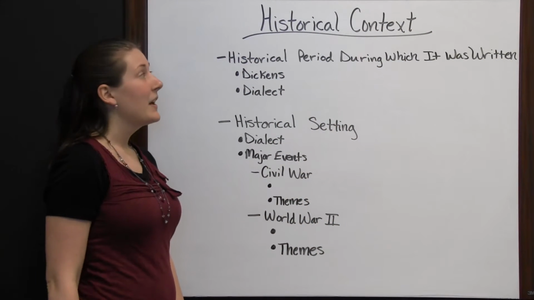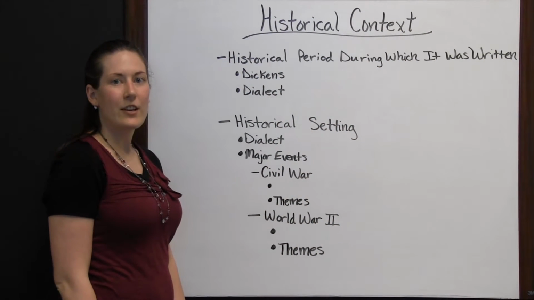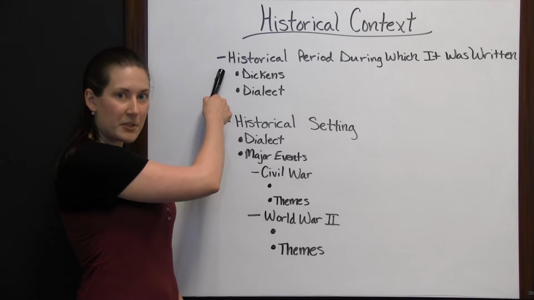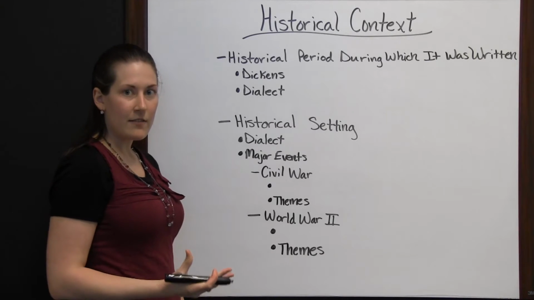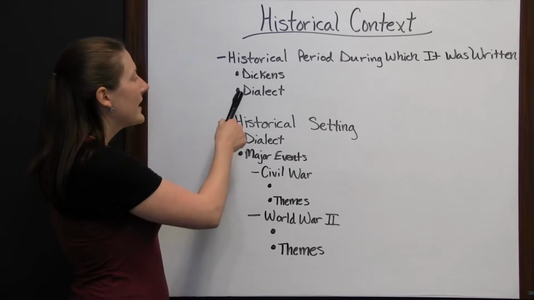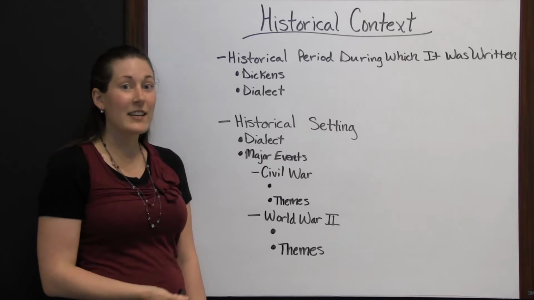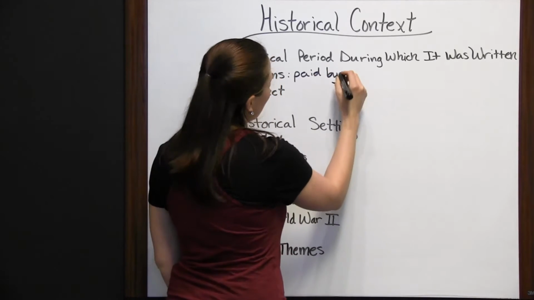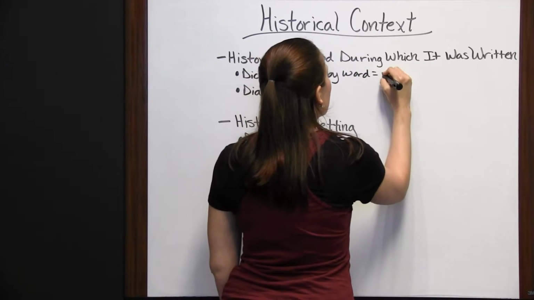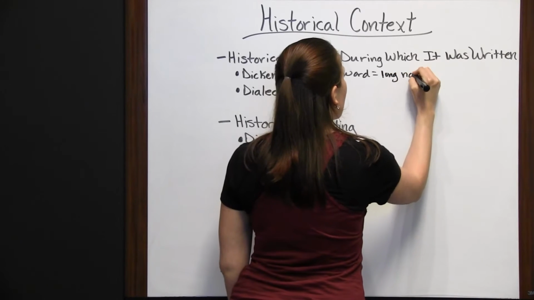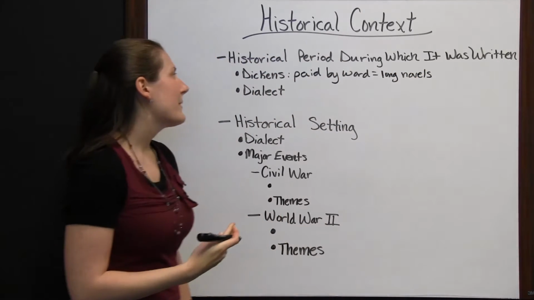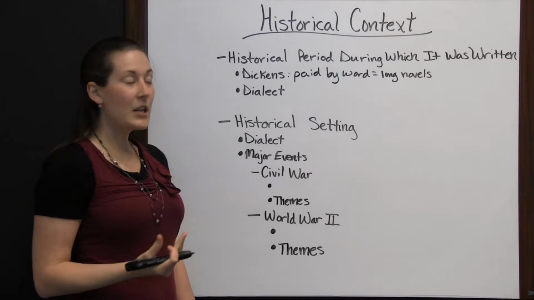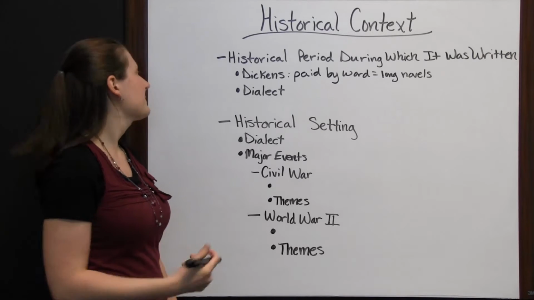Historical context can impact literature in a number of ways. The author's writing can be impacted by the historical period during which it was written, or the historical setting of the story. For instance, when Charles Dickens was writing, authors were paid by the word, which meant that his novels were very, very long. That was a result of the time period during which his work was written. He was writing long novels because he knew he would get paid more for every word that he wrote.